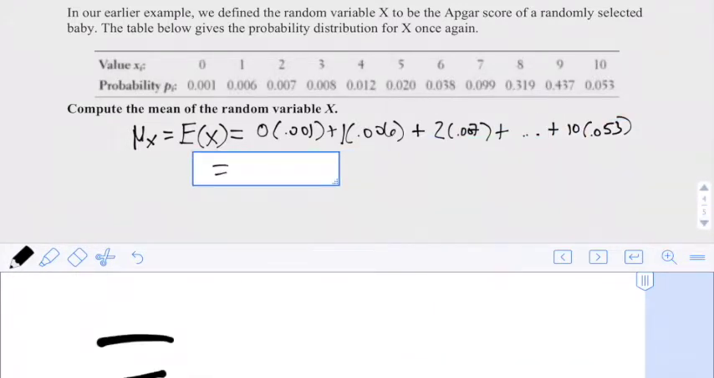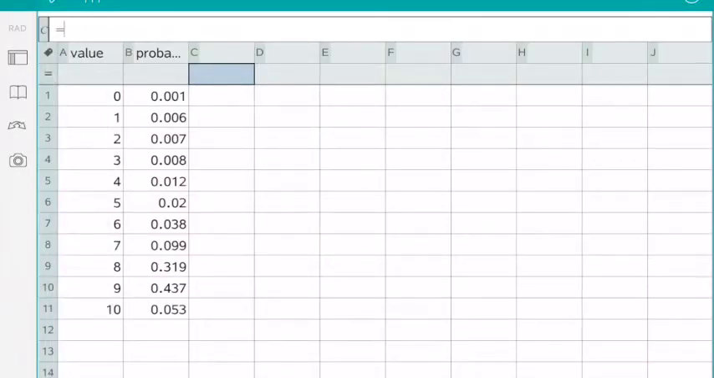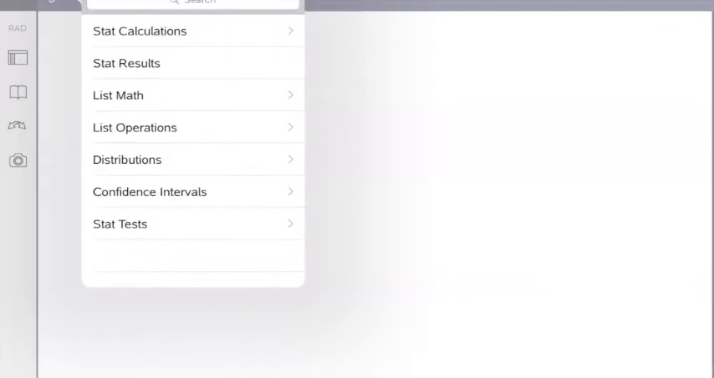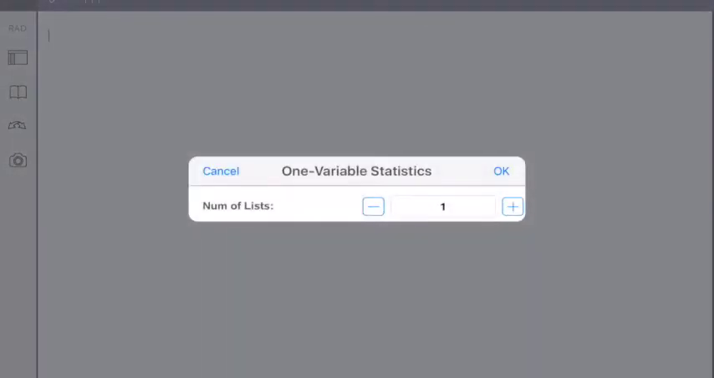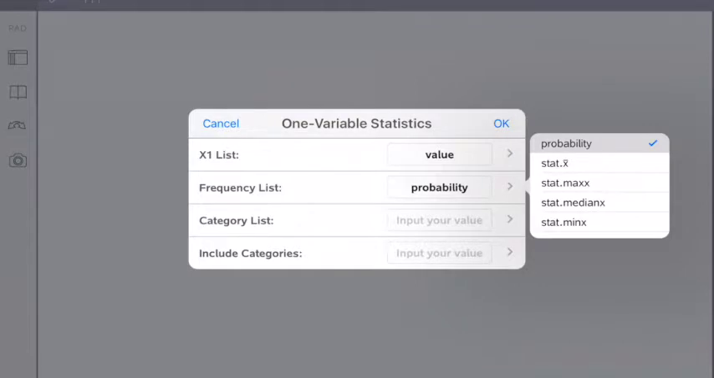Now luckily, I already did this on my calculator. So remember we had these in our table, and then we're going to add a calculator page, and we can go to menu, statistics, stat calculations, one variable statistics, and this is where we input our values with our frequency list with the corresponding probabilities.